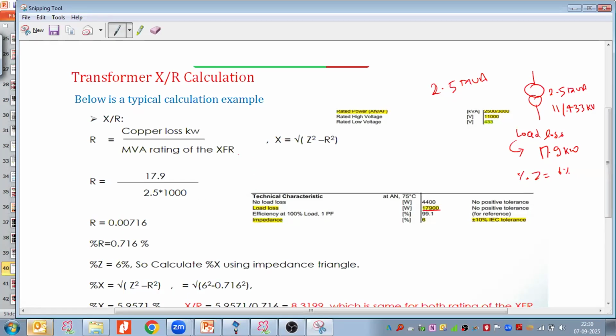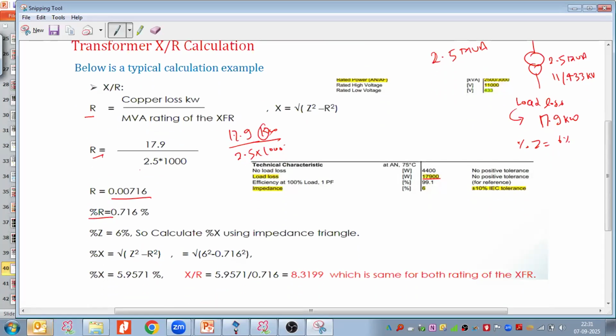So first of all, we calculate the R. R would be the copper loss divided by the MVA rating. So my copper loss is 17.9 kilowatt divided by 2.5 MVA. This loss is in kilowatts, so we convert MVA into kVA. So 2.5 into 1000, that would be your resistance R. Convert this into percentage, because we want to know the percentage R. So we multiply it by 100, and we get the percentage R, 0.716%.